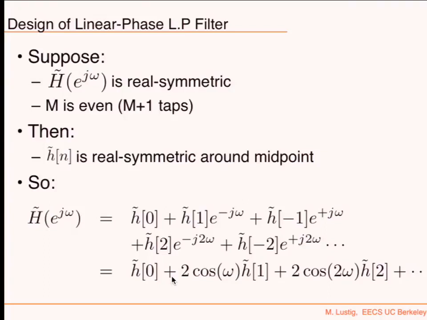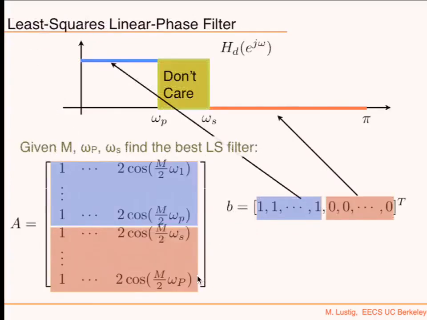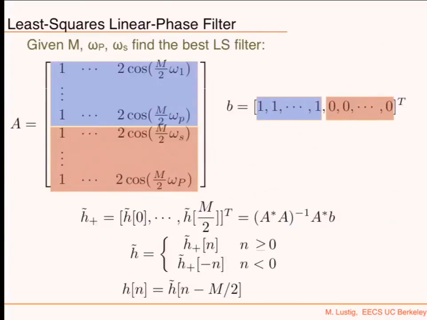No, you're not discarding, but you implicitly impose it by using cosines instead of complex exponentials. Does this make sense? Really easy to do. Super easy and really, really efficient.